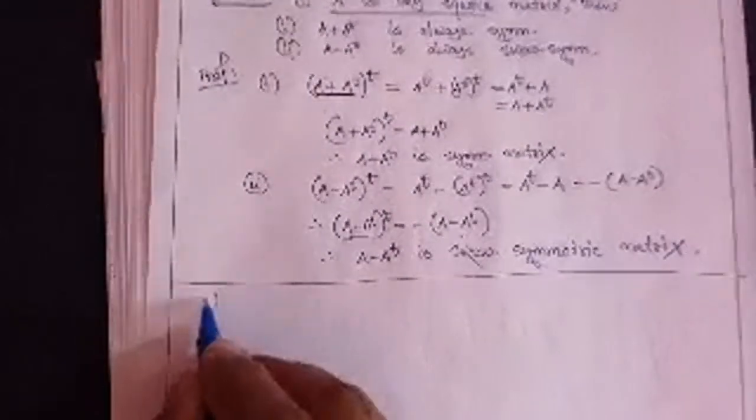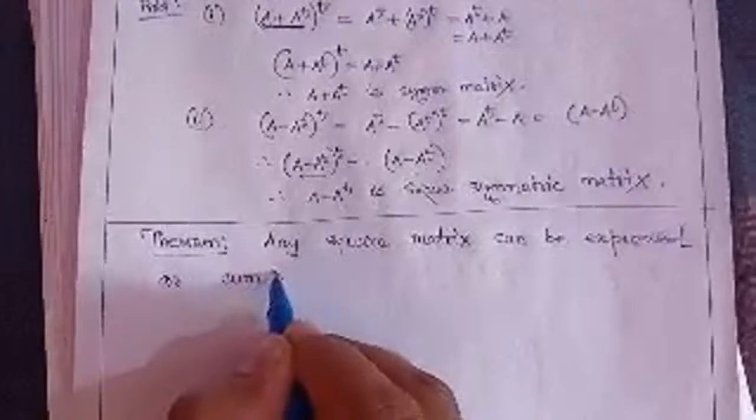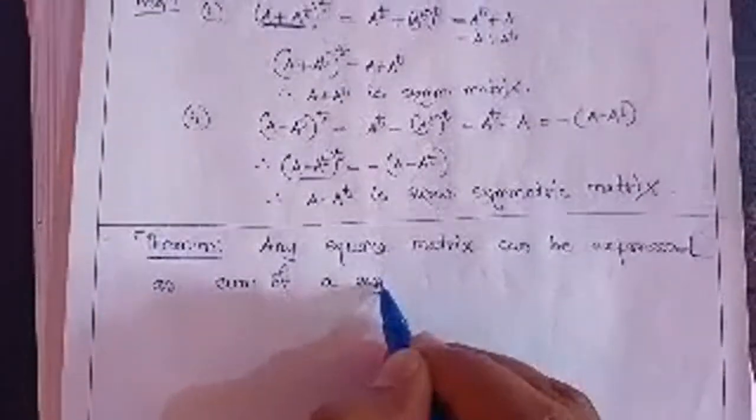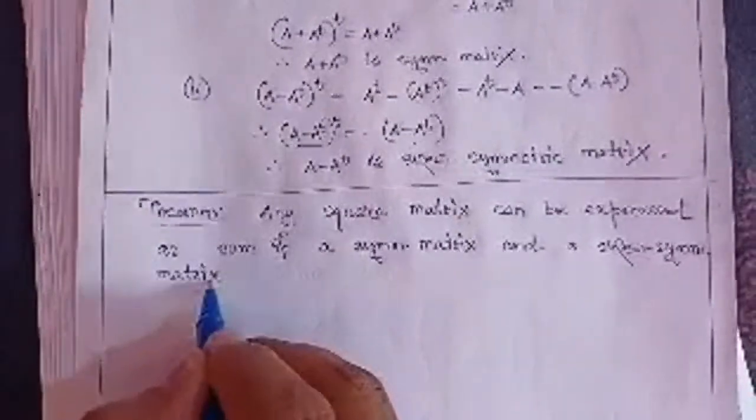The result is, if I am giving you any square matrix, this is one theorem, theorem means universal truth: any square matrix can be expressed as the sum of a symmetric matrix and a skew symmetric matrix. It is a very easy part, not difficult. First time you are doing it, that is why. When I solve one example, you'll understand it easily.